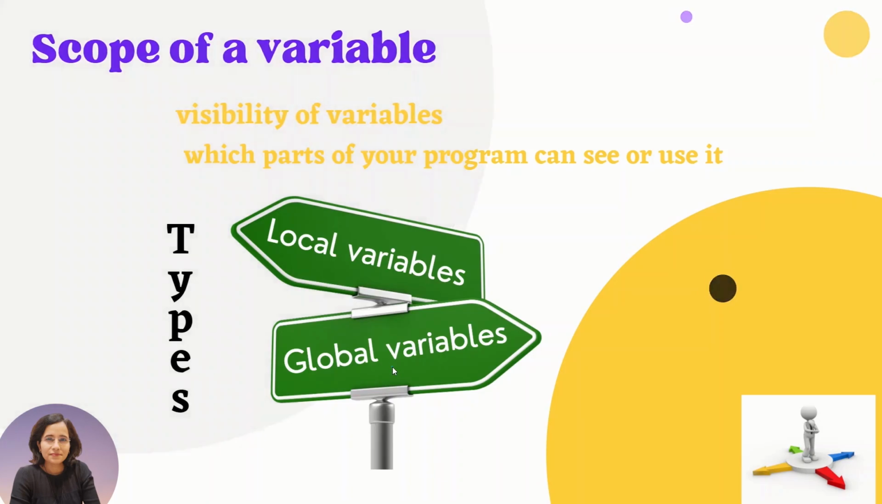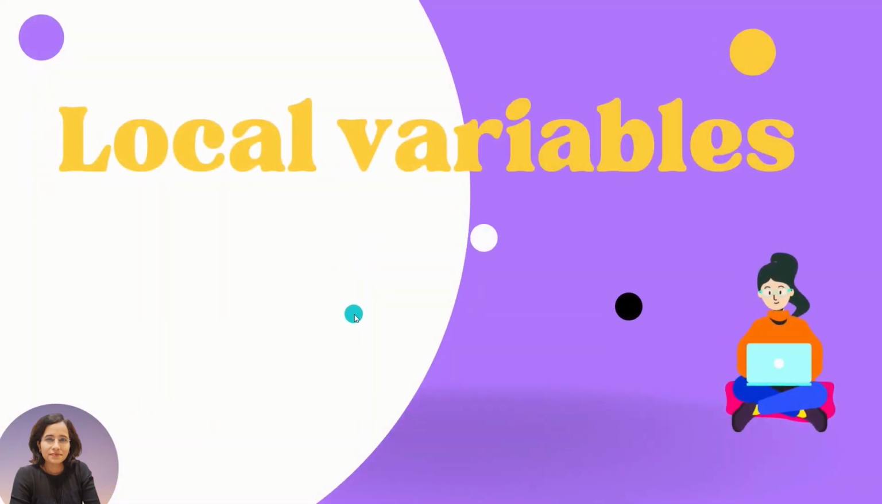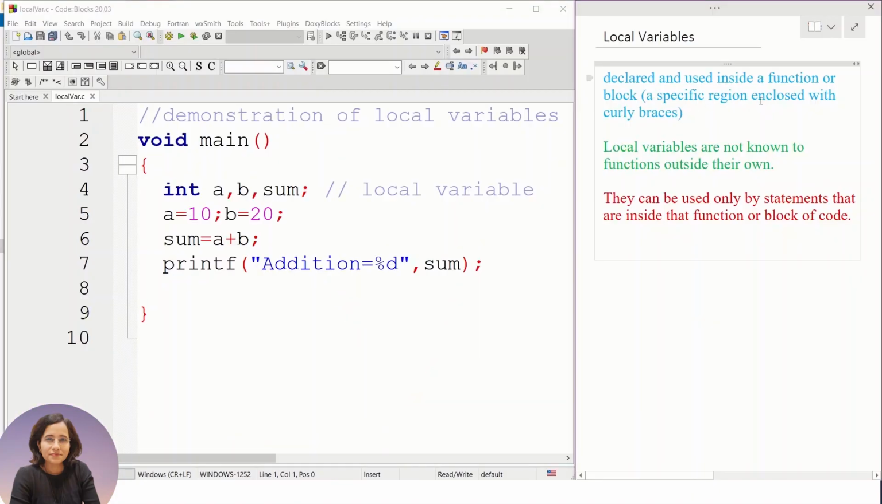So first let me explain the local variables. Local variables are defined inside a function, or we can say inside a block, and the block is marked using the opening and the closing brace. They can be used only by the statements inside that function or inside that block of code, and they are not accessible outside that function.